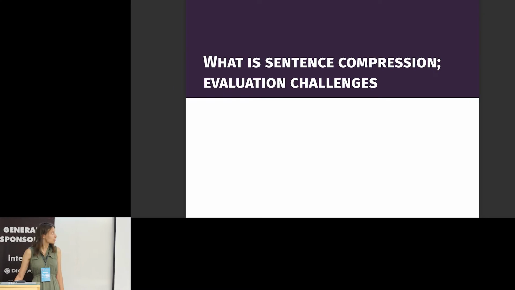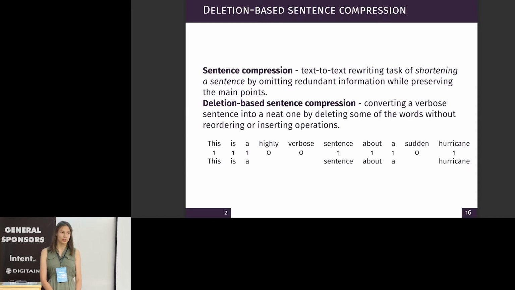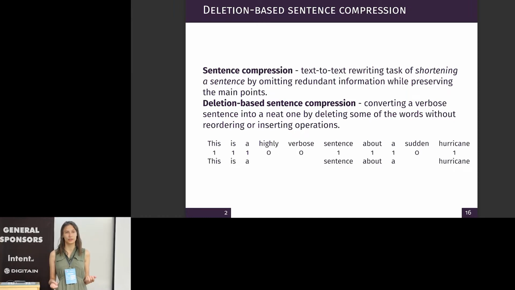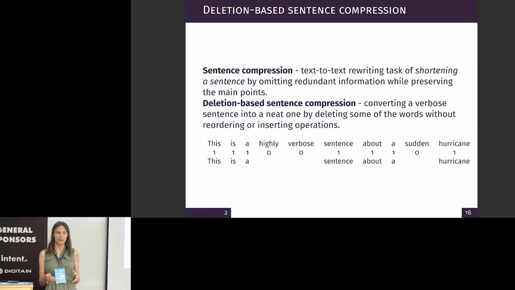So firstly, what is sentence compression? It's a text-to-text writing task, which is summarization on sentence level. Summarization of natural language text on a whole text level is usually considered firstly by removing some of the sentences. And this is the next level, when you have a sentence and you want to make a shorter one, but preserving the main information, and obviously it should still be grammatical and so on.